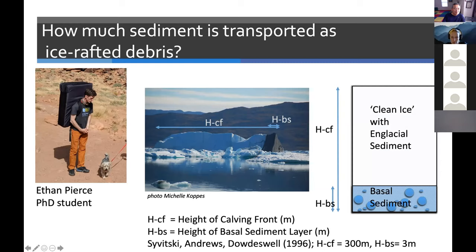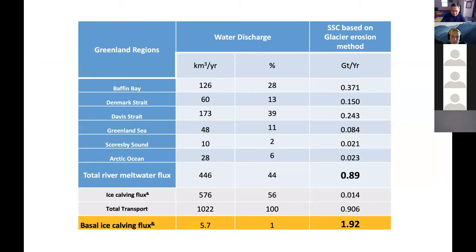And you can do some back of the envelope calculations based on old concentrations that had been measured in these very sediment rich basal layers, and compare that with thicknesses of the total packages of ice. And since satellite data of ice calving are also really well constrained now, this comes out of Alan Enderlin's team, we can have some idea of what kind of amount of sediment comes out of these systems. If I do that math, the basal ice calving flux is actually even bigger than the river meltwater flux. So this is really not well constrained at all, but it is intriguing, and I think this is worth pursuing more. And that's what Ethan and I are doing right now.